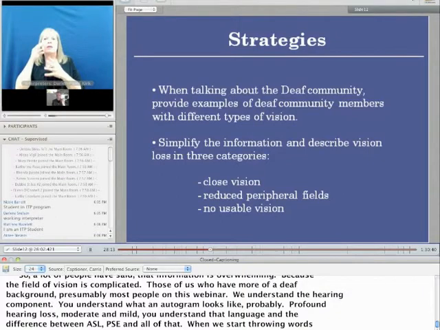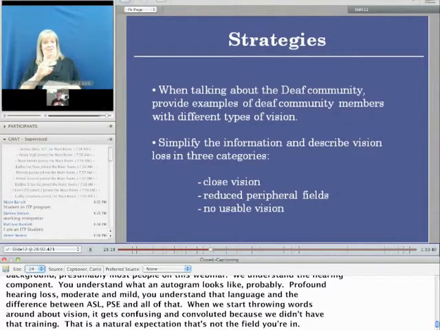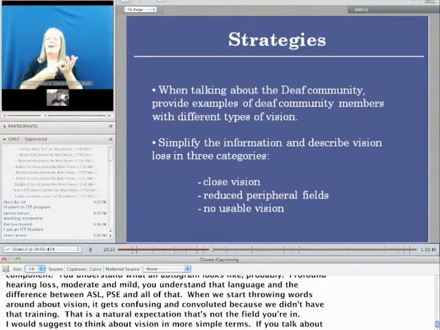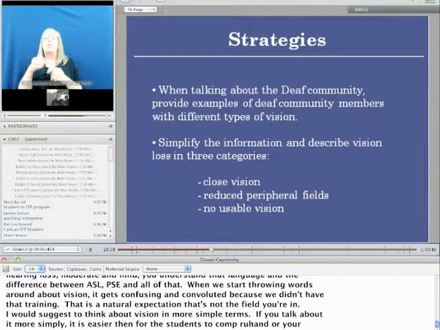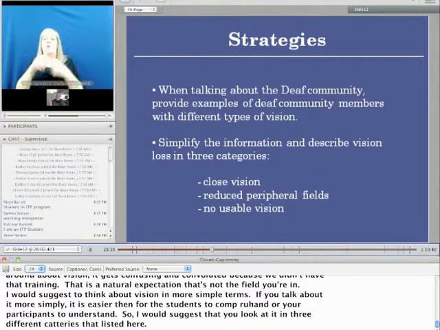So what I would suggest then is to think about vision in more simple terms. And so that way, if you talk about it more simply, it is easier then for the students to comprehend or your participants to understand. So I would suggest that you look at it in 3 different categories that are listed here. So if we can talk about vision in 3 ways, people who have close vision, also referred to as low vision.